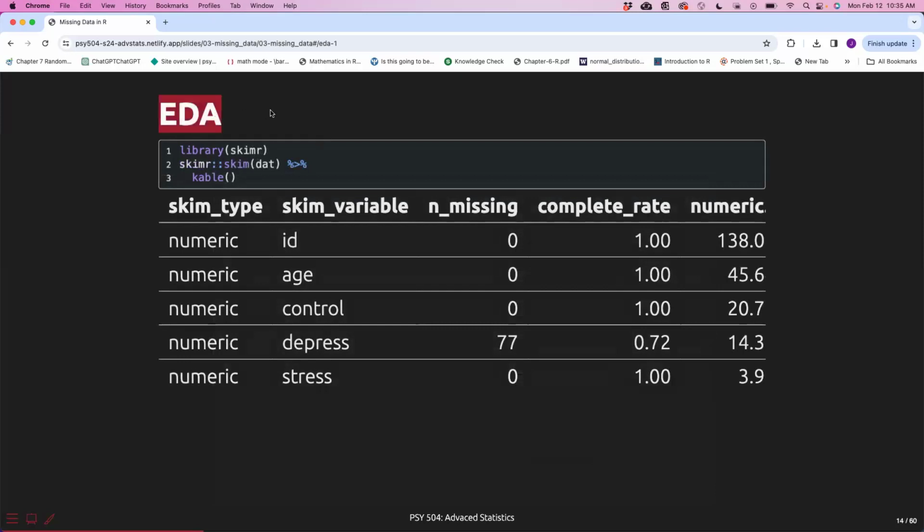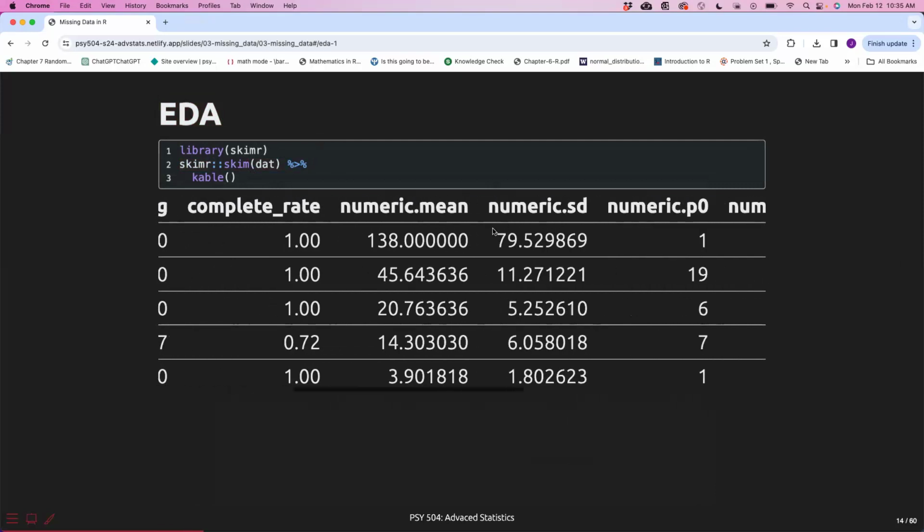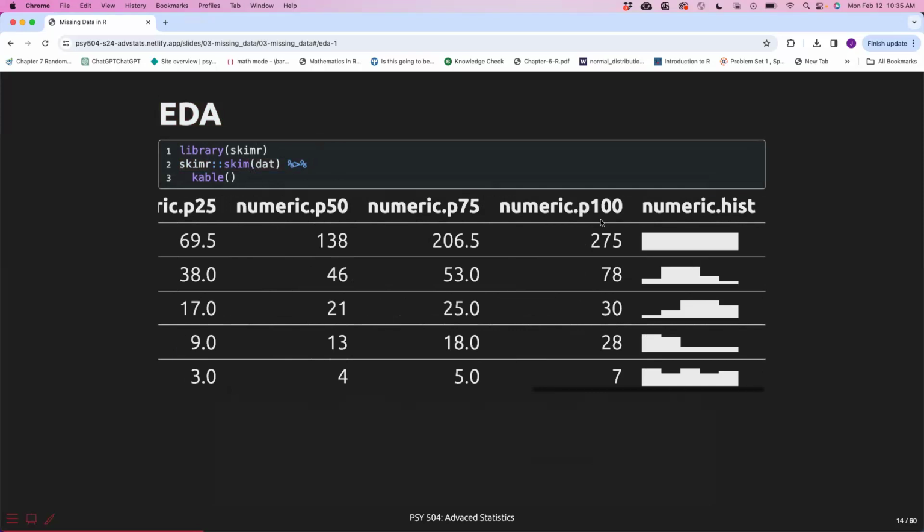There's another package that I like called skimr, and there's a skim function, and this will output a table, and it gives you your variables. It gives us the number of missing values. It gives us the complete rate, and it also gives us some statistics on those variables. And what I really like about this particular function is that it gives you these cute little histograms for each of the variables.